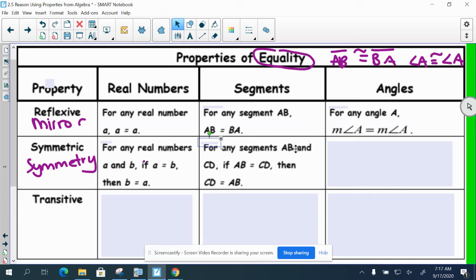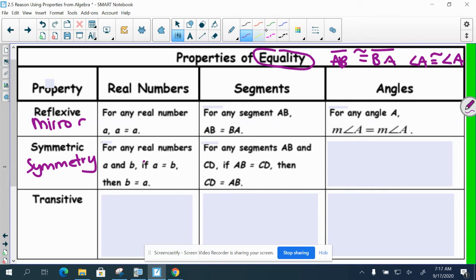So here's what it looks like for segments. For any segments AB and CD, if the length of AB is equal to the length of CD, then the length of CD is equal to the length of AB. So basically you could switch them around. This seems very similar to the reflexive property, but it is different. We're switching the actual segments around rather than saying something is equal to itself.